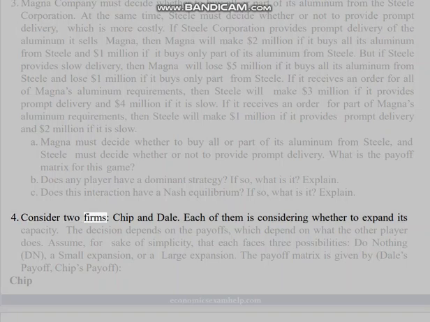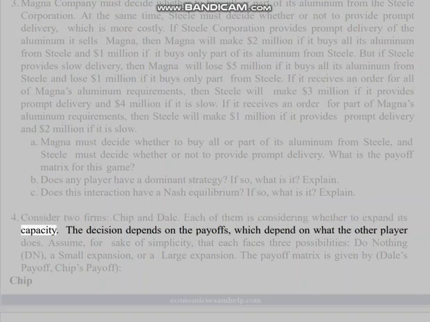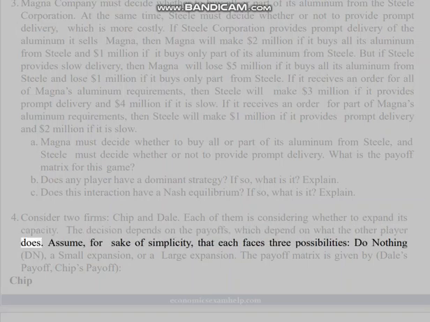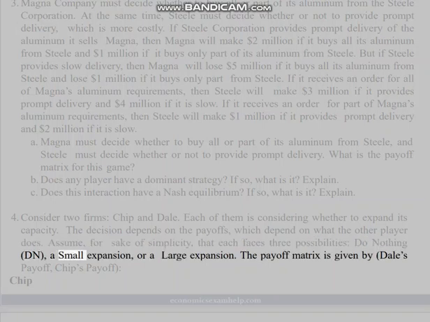4. Consider two firms, Chip and Dale. Each of them is considering whether to expand its capacity. The decision depends on the payoffs, which depend on what the other player does. Assume, for the sake of simplicity, that each faces three possibilities: do nothing (DN), a small expansion, or a large expansion. The payoff matrix is given by Dale's payoff, Chip's payoff.